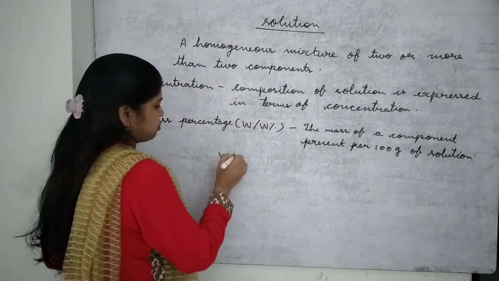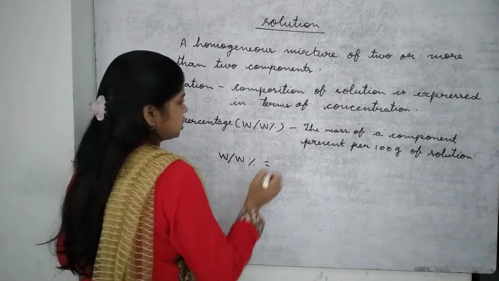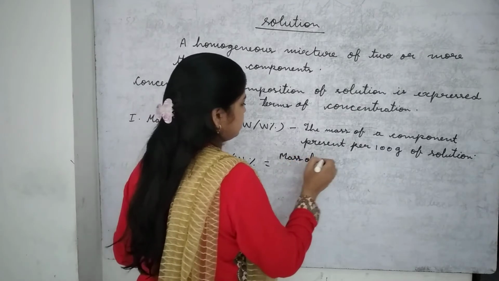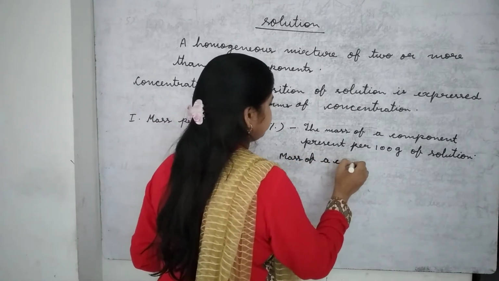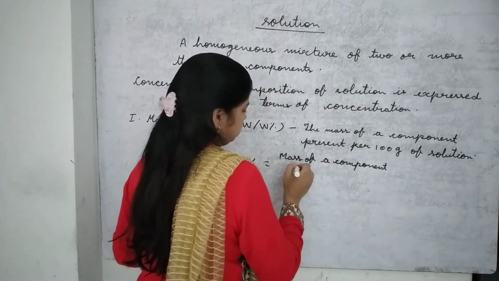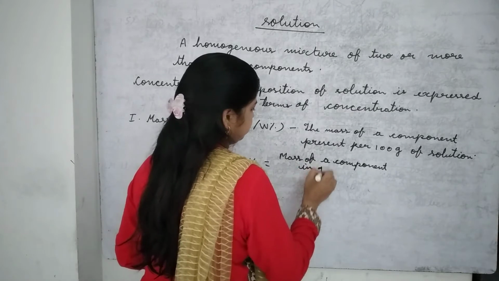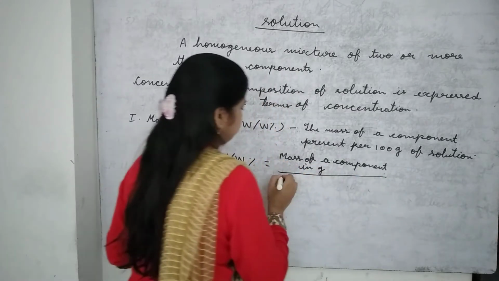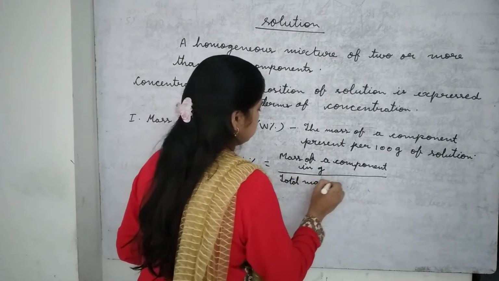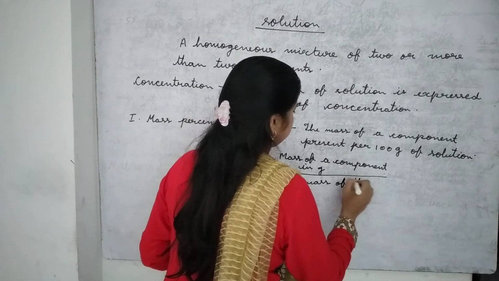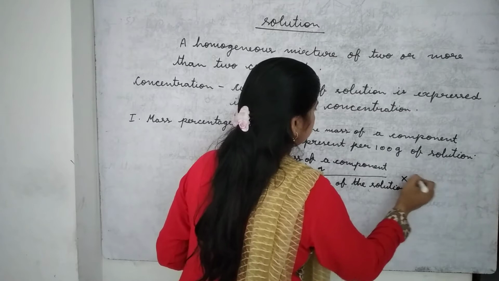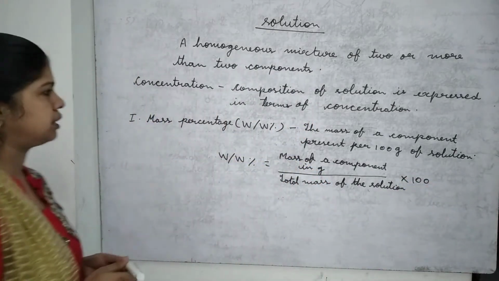So its formula is what? Its formula is mass of a component in gram divided by total mass of the solution into 100. This is mass percentage.